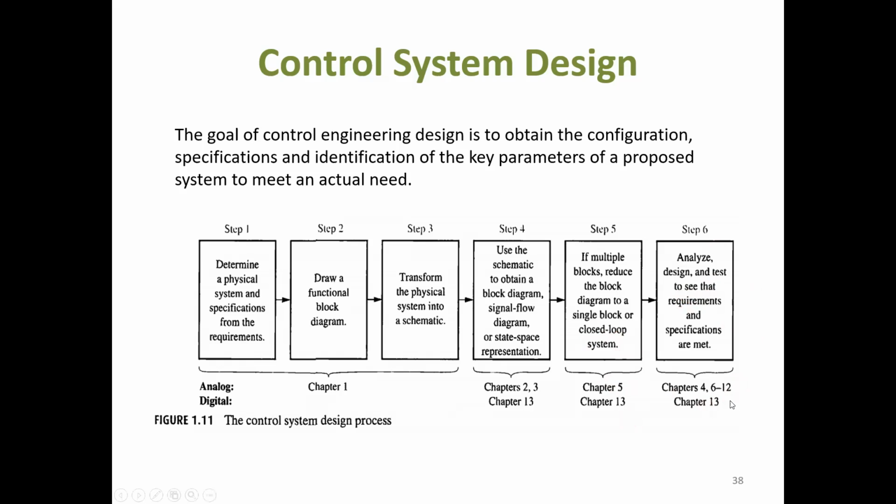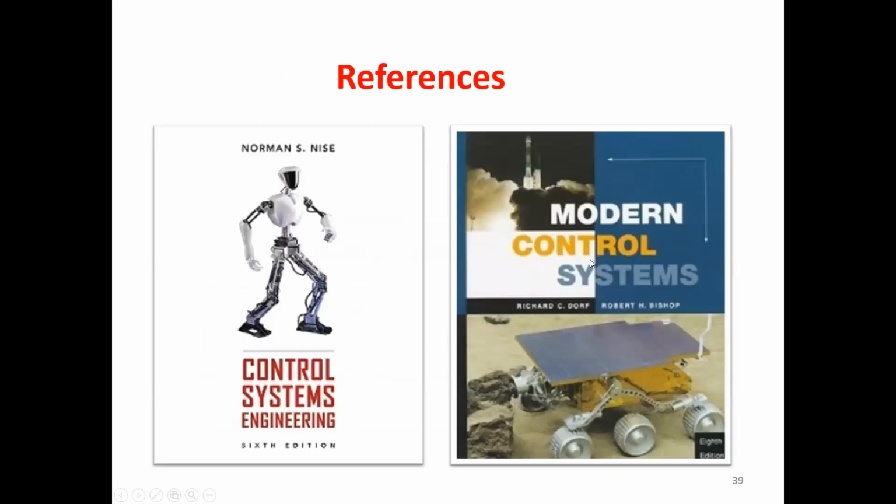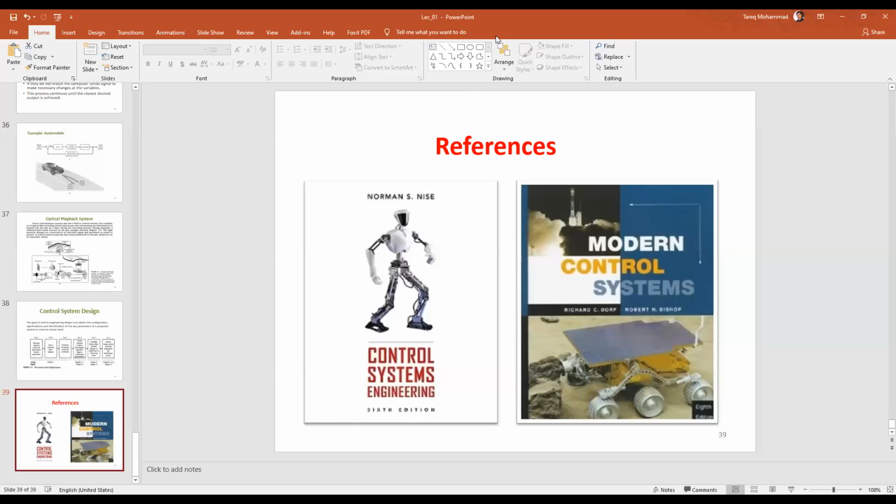Okay, so we have finished the chapter. These are our references: Control Systems Engineering by Norman Nise, and Modern Control Systems by Dorf and Bishop. Okay. So we have completed this first chapter. Now I can give it to you. So you check this out, the first chapter. Okay. You have to check this one.